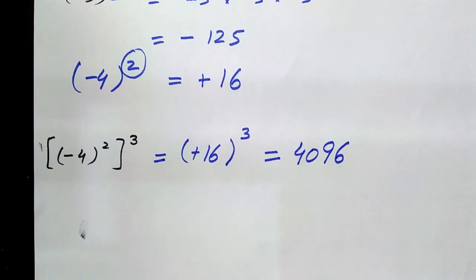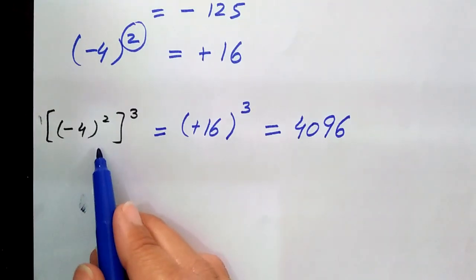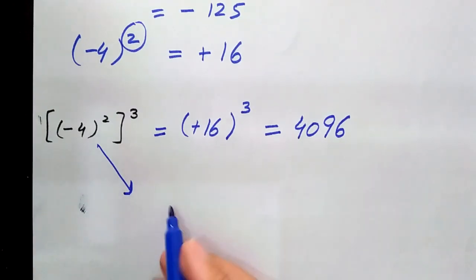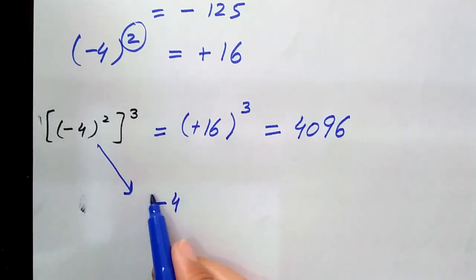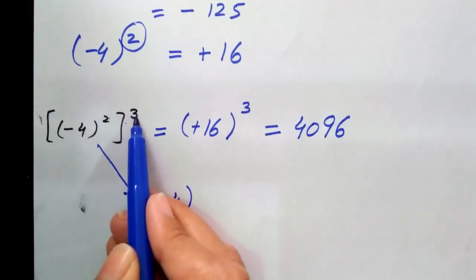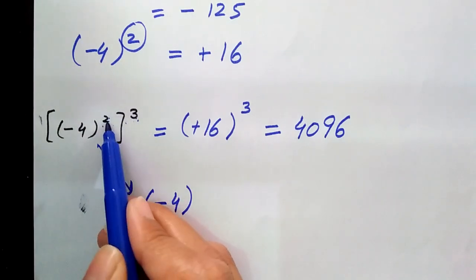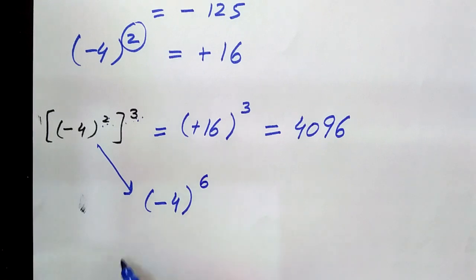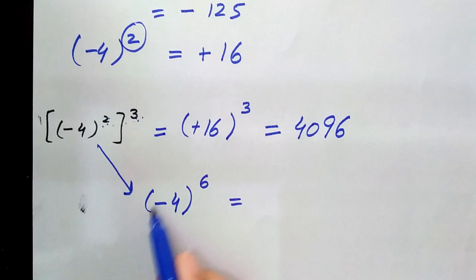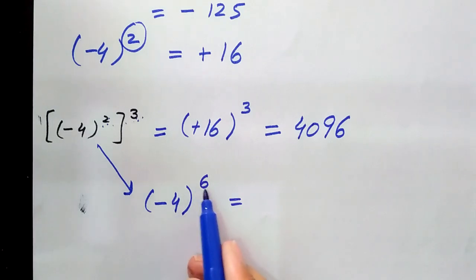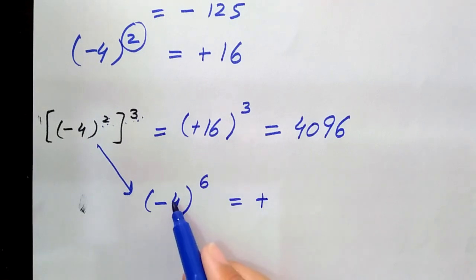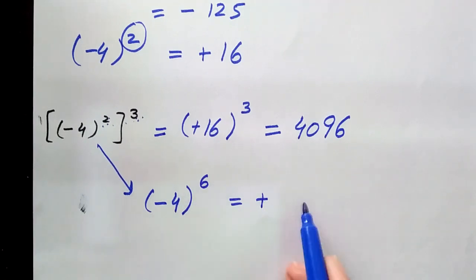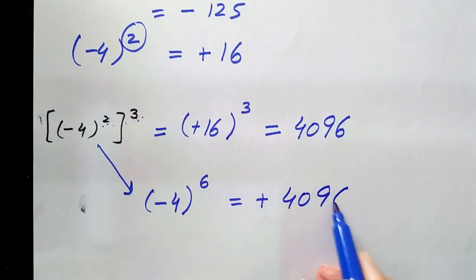and we will get 4096. Now the other method for solving a similar question is using the law of exponents. That says that we can multiply the exponents. So 2 times 3 becomes 6. Now for this negative sign with power 6, since this power is an even number, this negative will become positive, and multiplying 4 six times, we will get the same answer.